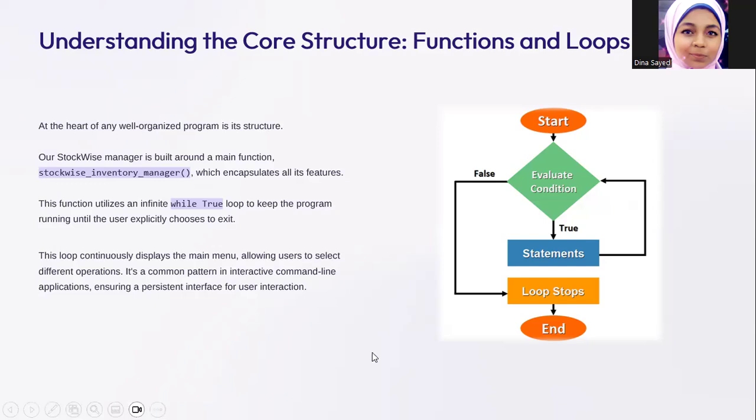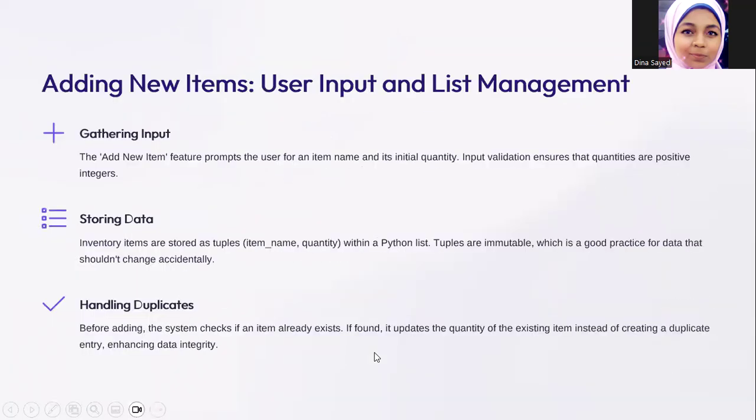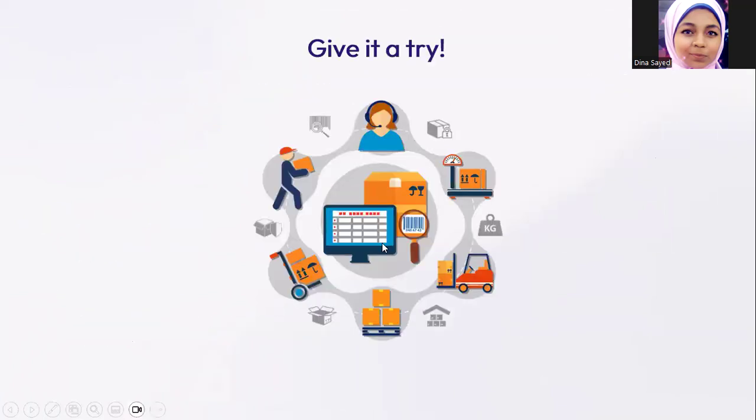And I am trying to add new items at the beginning. So we will take it as a user input and we will have a type of list management. I'm going to gather the input from the user and then store the data. I'm going to use tuples, which are immutable, because this is an inventory. And then I'm going to handle duplicates. If an item already exists, I'm going to update the quantity that we have. So give it a try.